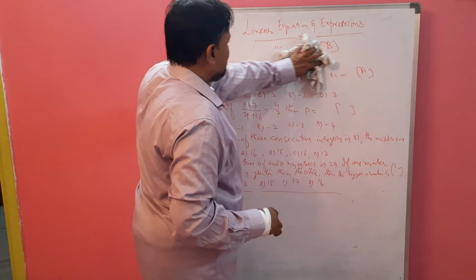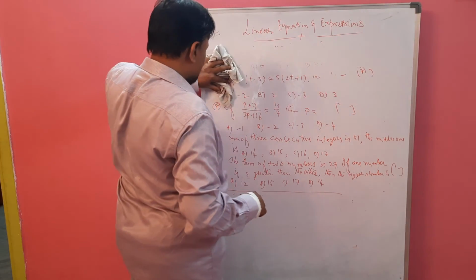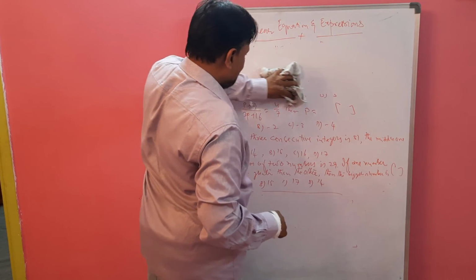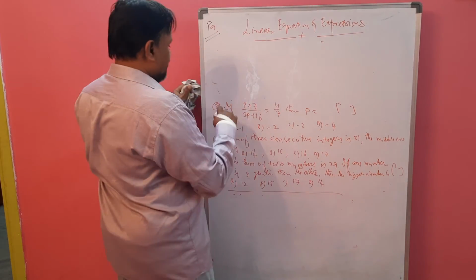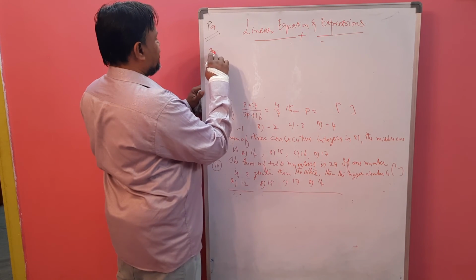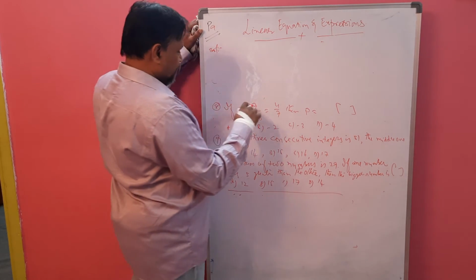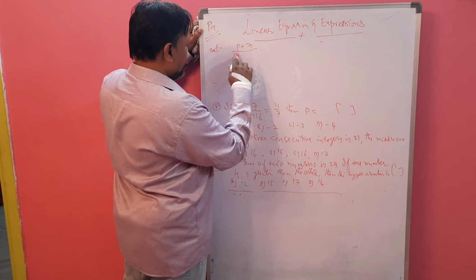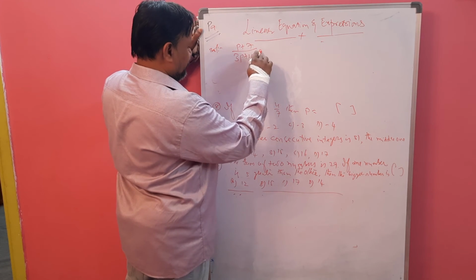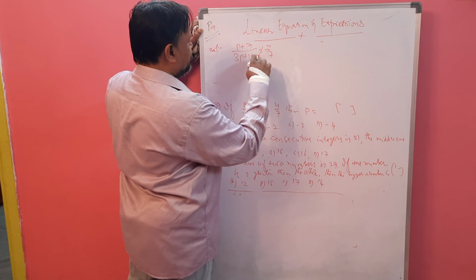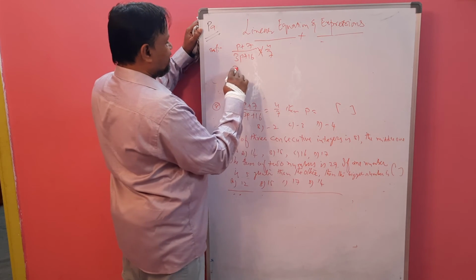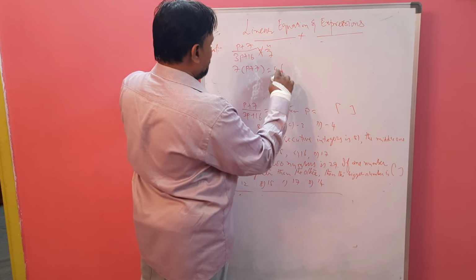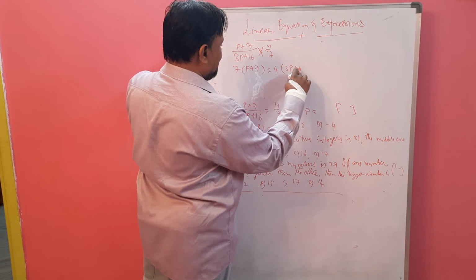Now I am rubbing also these two problems. So we will see the solution. Now solution of 8. Solution of 8 is what? P plus 7 divided by 3p plus 16 equal to 4 by 7. Now cross multiply it. So you will get 7 times p plus 7 equal to 4 times 3p plus 16.